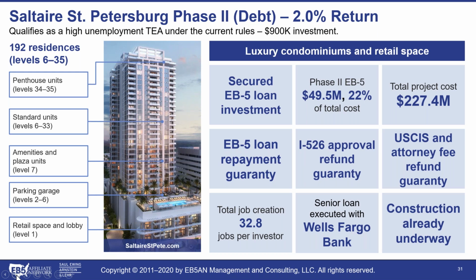But for the second project, this is the debt portion of the same deal of Saltair St. Petersburg. So now that the equity is all in place and there's an executed loan with Wells Fargo, there's additional capital that we're going to raise with EB5 debt. The project is fully capitalized, but the EB5 debt does play an important role in reducing the overall capital cost of the project. Construction is underway. There's many different guarantees and security mechanisms put in place on this deal, and we'd be excited to speak with you more about this deal. So please reach out to us individually and we can discuss it with you.